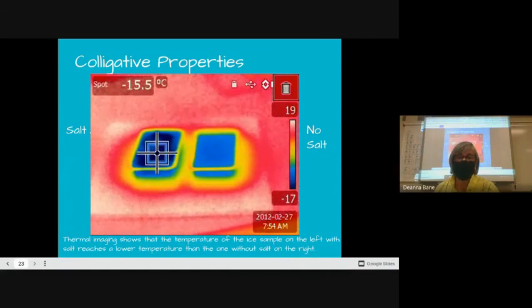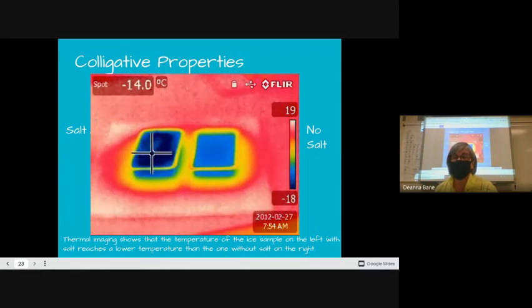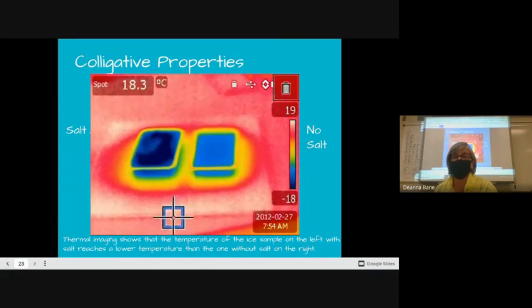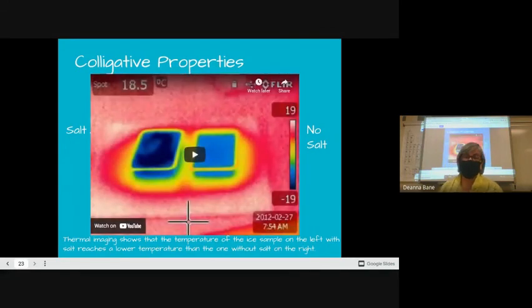All right, so they're pointing it at the surface of the one with the salt, and it got down to about negative 16 degrees, whereas the one without the salt is only getting down to about negative 3.5 to 4 degrees Celsius. Okay. So the ambient temperature is around 18.5 degrees. All right. So thermal imaging shows that the temperature of the ice sample on the left that has the salt reaches a much lower temperature than the one on the right.